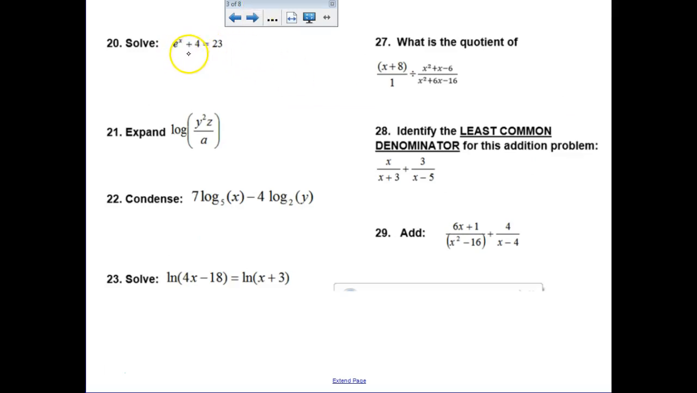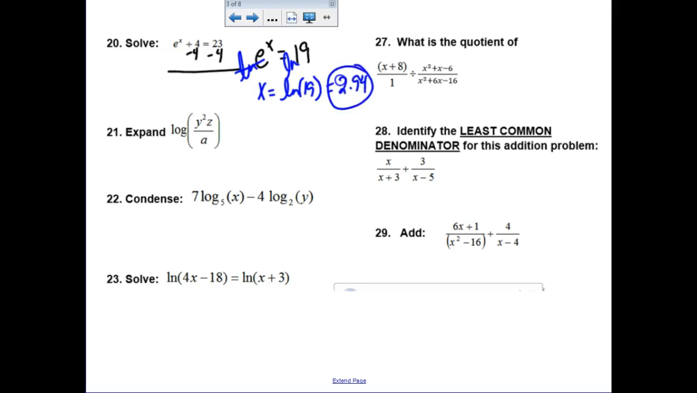All right, number 20, solving an exponential equation. We have to isolate the base first, so let's subtract 4. So we have e to the x power equals 19. And then you have to apply a common log or a natural log, but man, a natural log would be brilliant here because instead of just having the x drop down, this actually cancels because natural log and e are inverse functions. So x equals the natural log of 19, which if you type that in your calculator, I think I did 2.94. Very good question. I like that one.